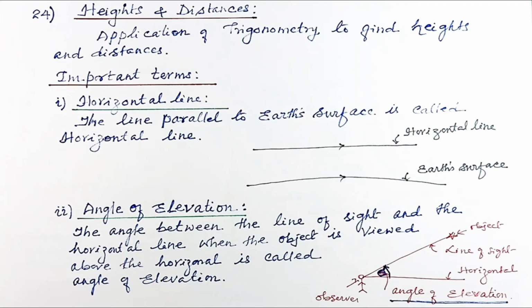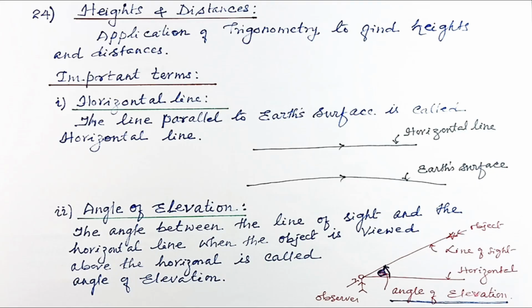Welcome to MRL. We know that trigonometry is used for finding out the heights and distances of those objects which are not easily measured and easily accessible. Now, to find the heights and distances in trigonometry, we have to learn some important terms and their definitions.